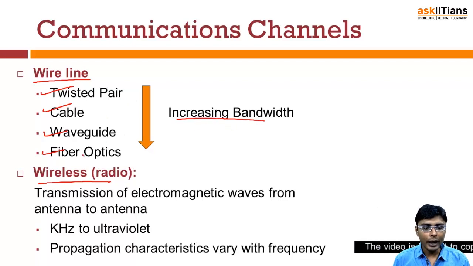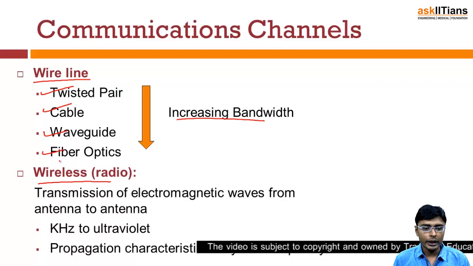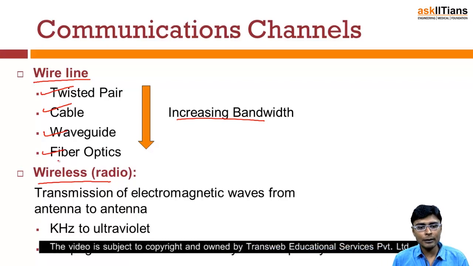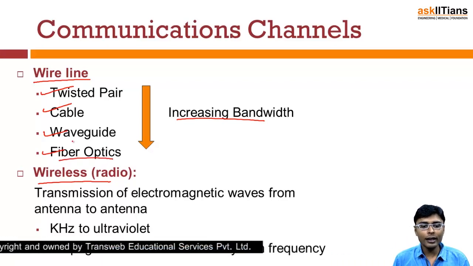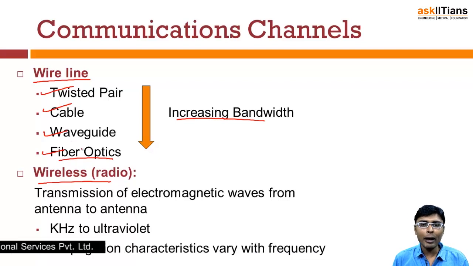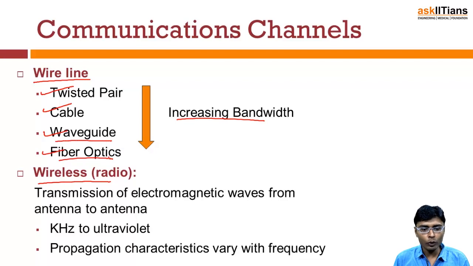That means the bandwidth or the capacity will be maximum for the fiber optics. It will be less as compared to fiber optics. So the bandwidth will be less for waveguide as compared to fiber optics, and the bandwidth will be least for the twisted pair. The bandwidth of the cable will lie in between twisted pair and the waveguides. So they are arranged in increasing order of bandwidth.